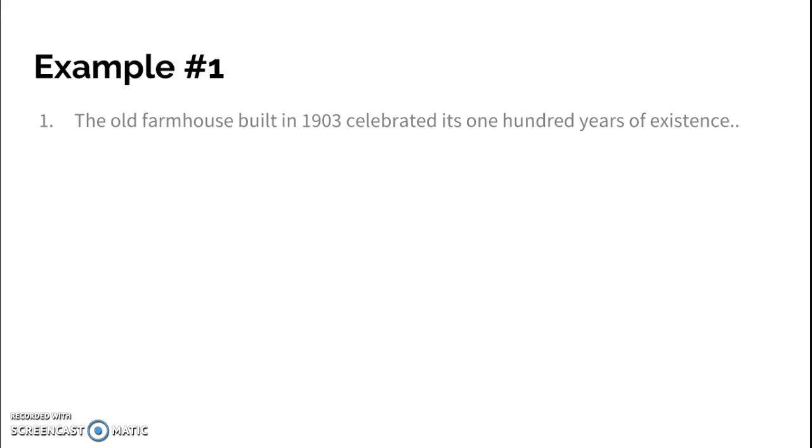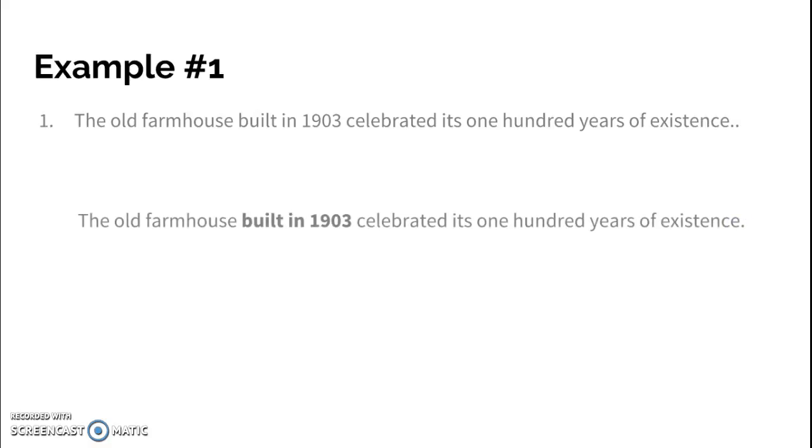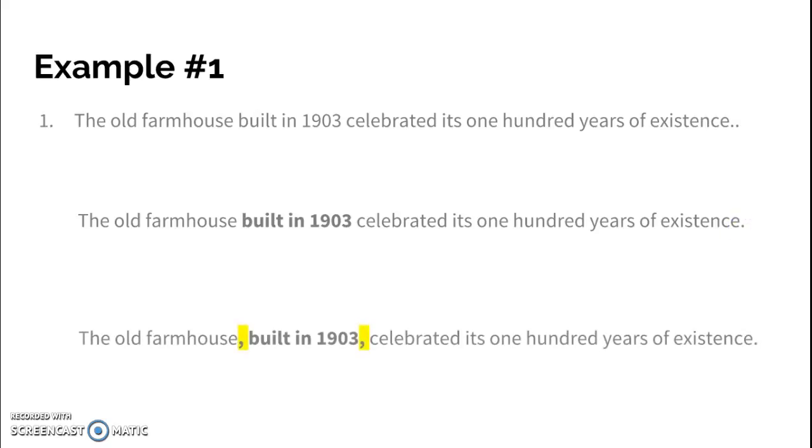So here's our first example, and this is on your note sheet as well. The old farmhouse built in 1903 celebrated its 100 years of existence. When I look at my sentence, I realize that the sentence is about the farmhouse, and that built in 1903 is adding detail and telling us more about the farmhouse. So in this sentence, that bolded phrase, built in 1903, is my non-essential element. According to my punctuation rule, when it comes in the middle, a comma introduces the phrase and follows it. So in this sentence, I'm going to put a comma before the phrase, after the word farmhouse, and after the phrase, after 1903. So this should already be done on your worksheet for you.